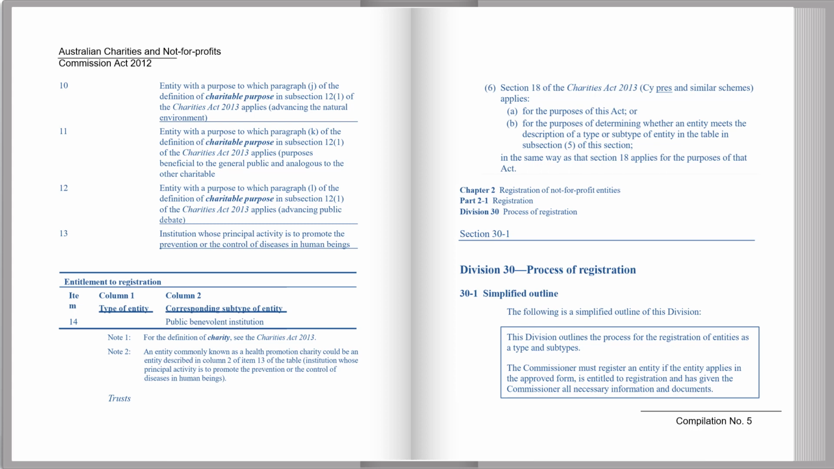6. Section 18 of the Charities Act 2013, separate and similar schemes, applies: A. For the purposes of this Act, or B. For the purposes of determining whether an entity meets the description of a type or subtype of entity in the table in subsection 5 of this section, in the same way as that section 18 applies for the purposes of that Act.